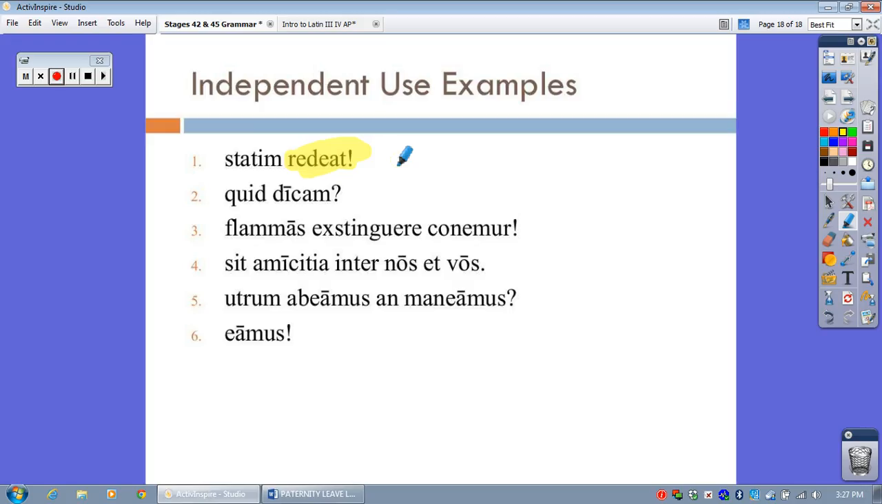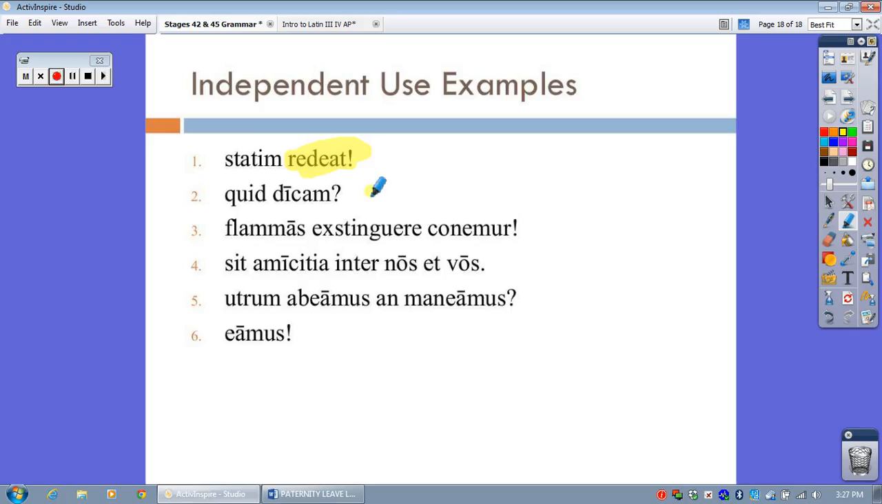So what kind of subjunctive is it if the subject is he, she, or it, and it's present subjunctive, and we're not asking a question? Is it hortatory, jussive, or deliberative question? The answer would be jussive. Let him return, statim, at once.